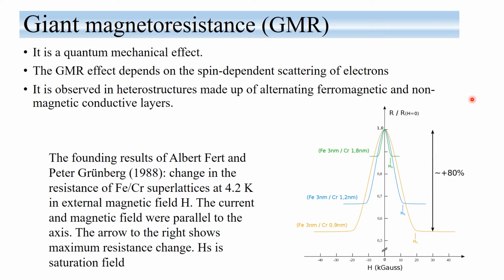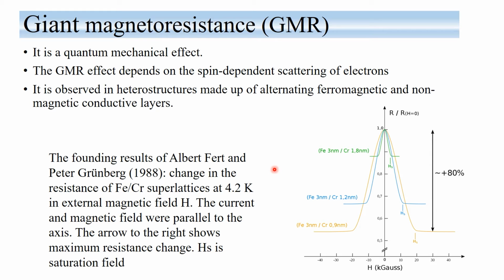Here we are going to see about giant magnetoresistance. It is a quantum mechanical effect. The GMR effect depends on the spin-dependent scattering of electrons. It is observed in heterostructures made up of alternating ferromagnetic and non-magnetic conductive layers. Giant magnetoresistance was discovered in 1988 by a research team led by Peter Grunberg, who owns the patent.